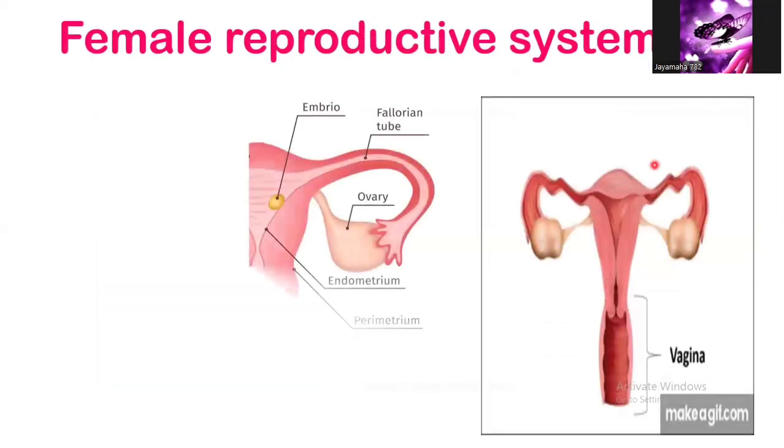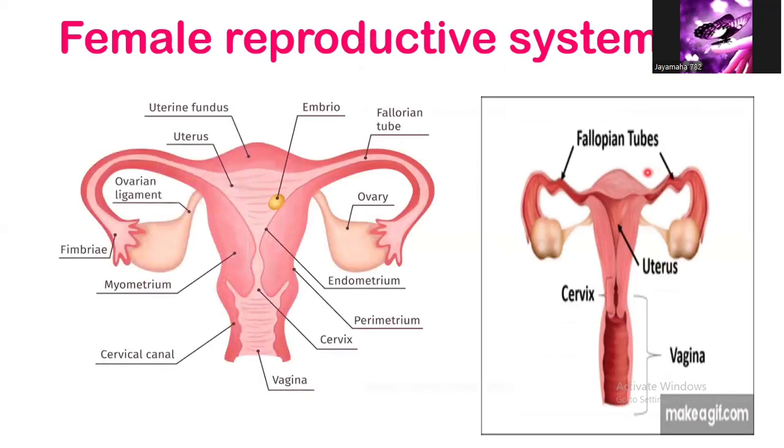Today we will learn about the female reproductive system. The female reproductive system is responsible for producing the ova, supporting fertilization, and nurturing the developing fetus during pregnancy. So, according to this picture, you all can see what the parts of our female reproductive system are.